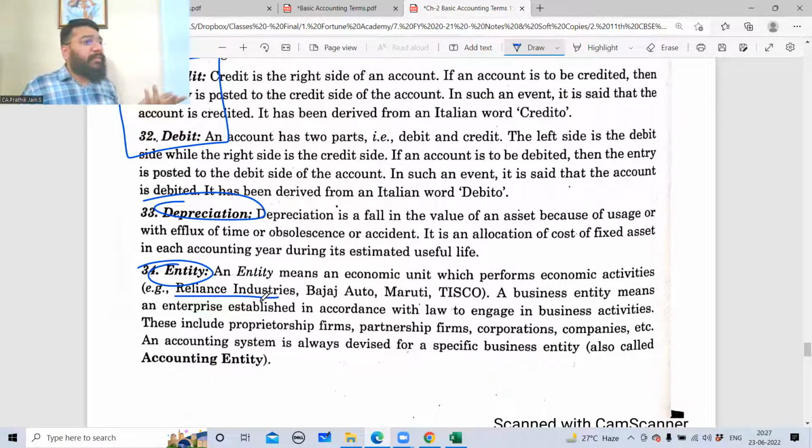Reliance business, we call it an entity. Entity is also called an enterprise or organization. Bajaj Auto is a business enterprise. Maruti, Reliance. Then you call your Fortunes Fund Learning Academy. What is this? All these are business enterprises.